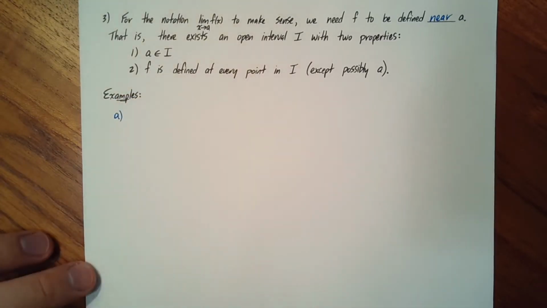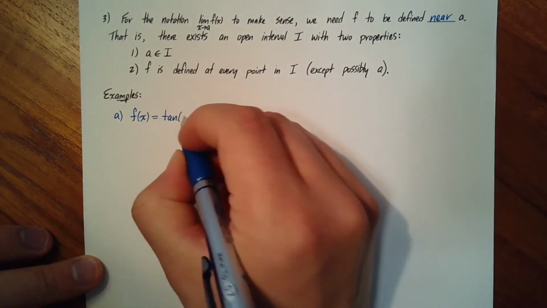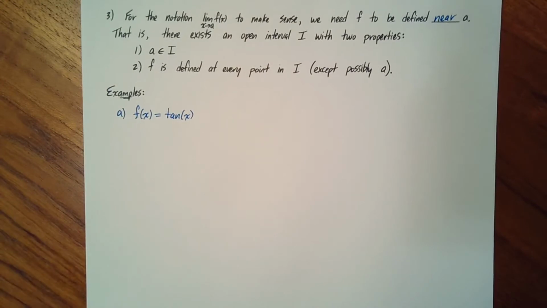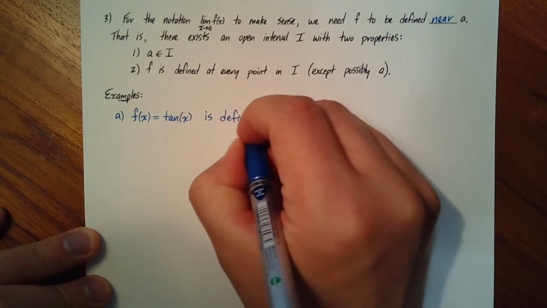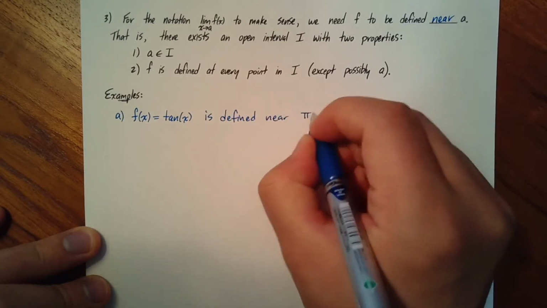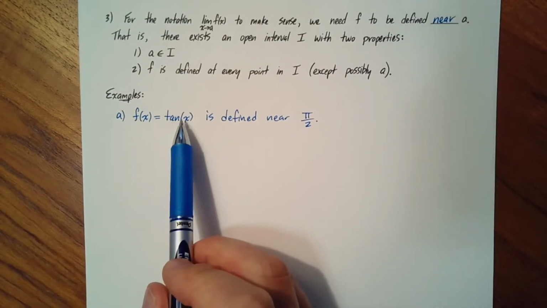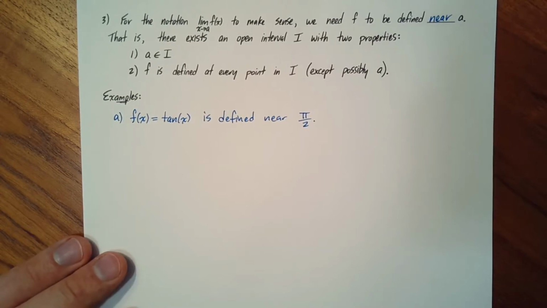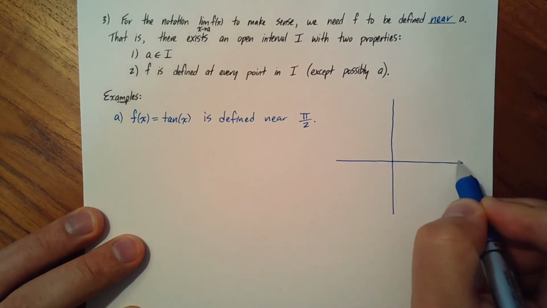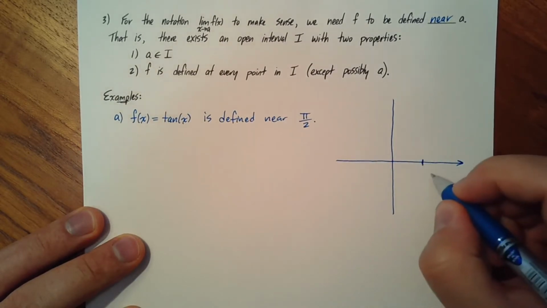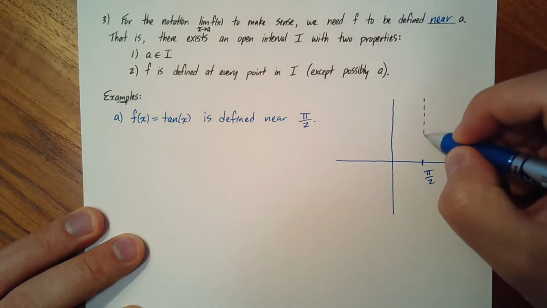The first example: I'll define the function f of x equal to tan of x. I'm going to claim to you that this function is defined near pi over 2. So pi over 2 is your a value in this example, and tan of x is your f of x. Let's draw a quick picture and sketch the graph of tan. I've got pi over 2 right there, which I'll label here, and we have our vertical asymptote.